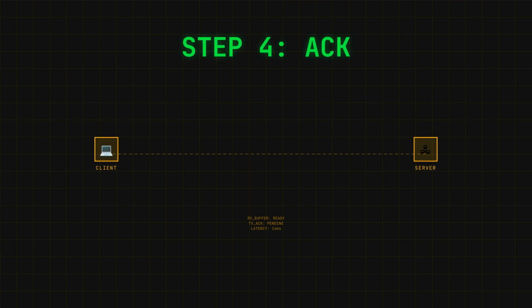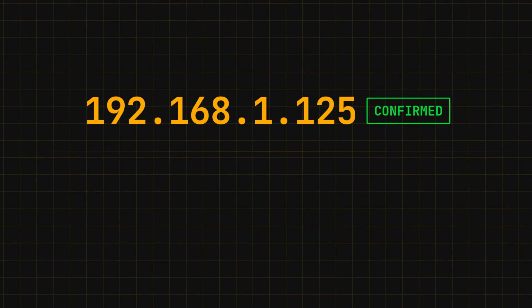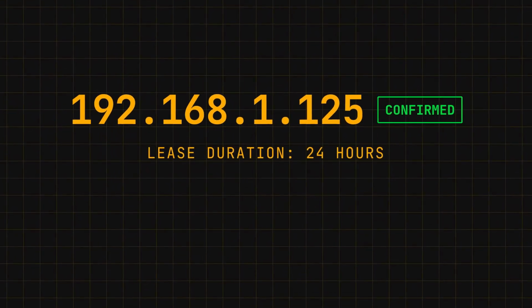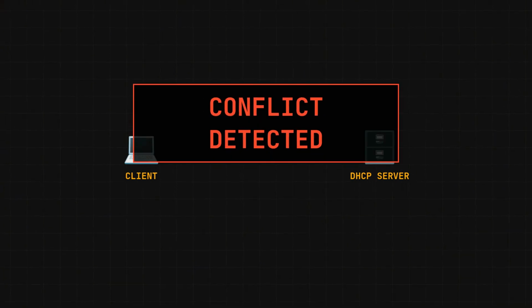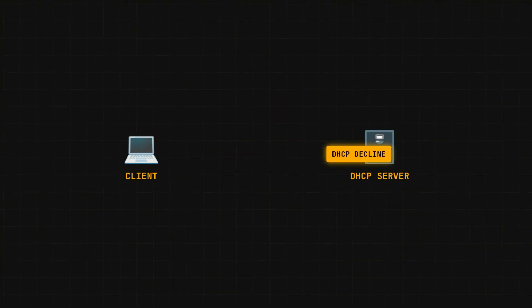The selected server responds with a DHCP acknowledgment. This confirms the IP address, lease duration, and all configuration parameters. At this point, the client can finally configure its interface and start communicating. Before actually using the IP, many clients perform a quick ARP check to ensure the address isn't already in use. If a conflict is detected, the client sends a DHCP decline and the process starts again.